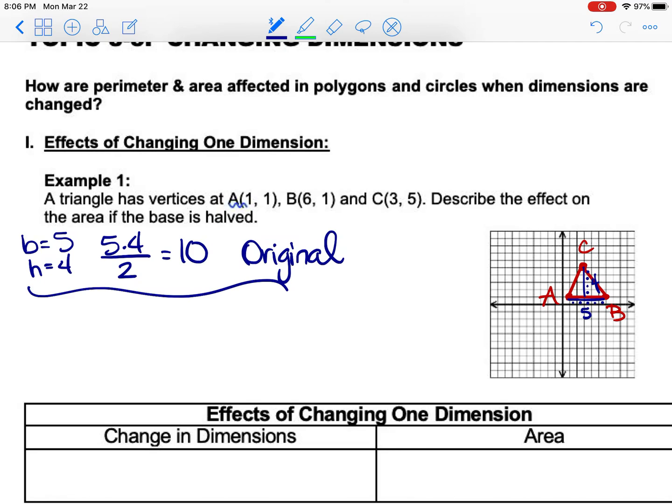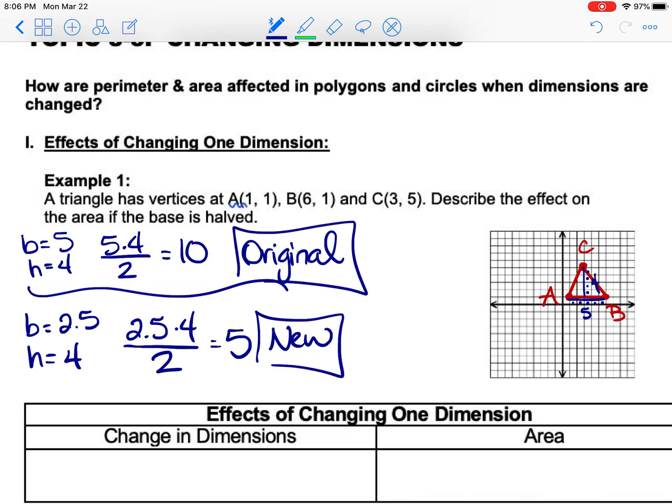Now they want us to take that same triangle and cut the base in half. So if we cut the base in half, our base is now 2.5, and our height stays the same at 4. So if we multiply 2.5 times 4 divided by 2, that's going to give me an area of 5.